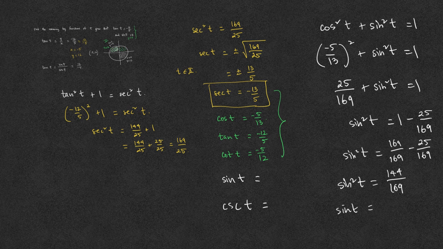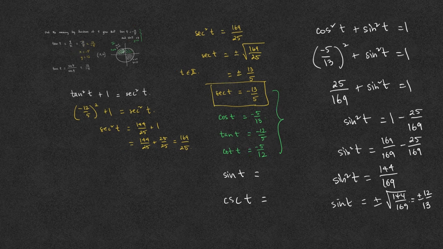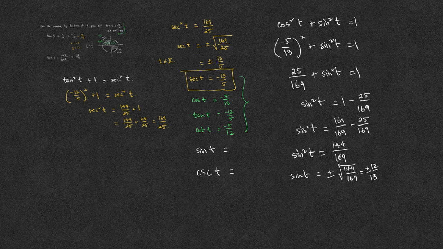Sine of t is plus or minus the square root of 144 over 169, which is 12 over 13, positive or negative. But since t is in the second quadrant, sine of t is positive, so we conclude that sine of t is a positive 12 over 13. If sine of t is 12 over 13, cosecant of t is 13 over 12. We now have all 6 trigonometric functions.